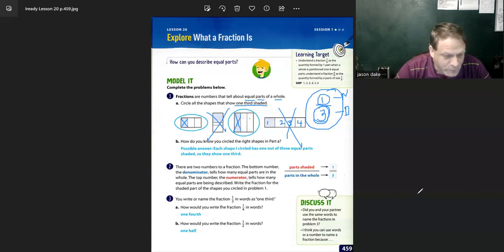Number 3, you write or name the fraction 1/3 in words. Just like we did in the last video, we're spelling it out. That's all we're doing. So how would you write the fraction 1/4 in words? One fourth. How would you write the fraction 1/2 in words? One half. Let's go to the next slide.